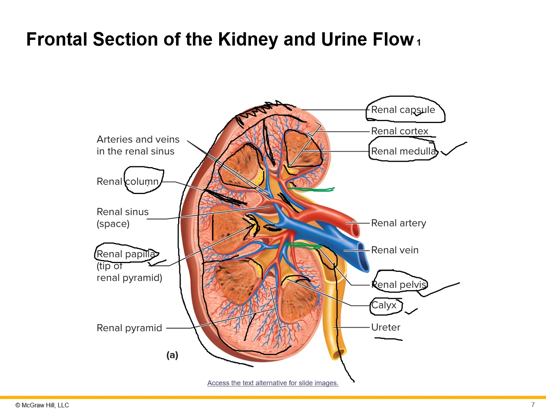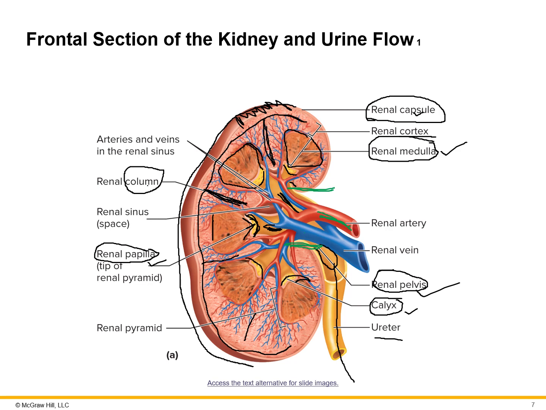Now there are 3 tubes that are entering and exiting the hilum. The first one is your red tube. It further splits, and we're going to talk about what these splits are here in just a minute. But this red tube is your renal artery. It is a branch off of your abdominal aorta.